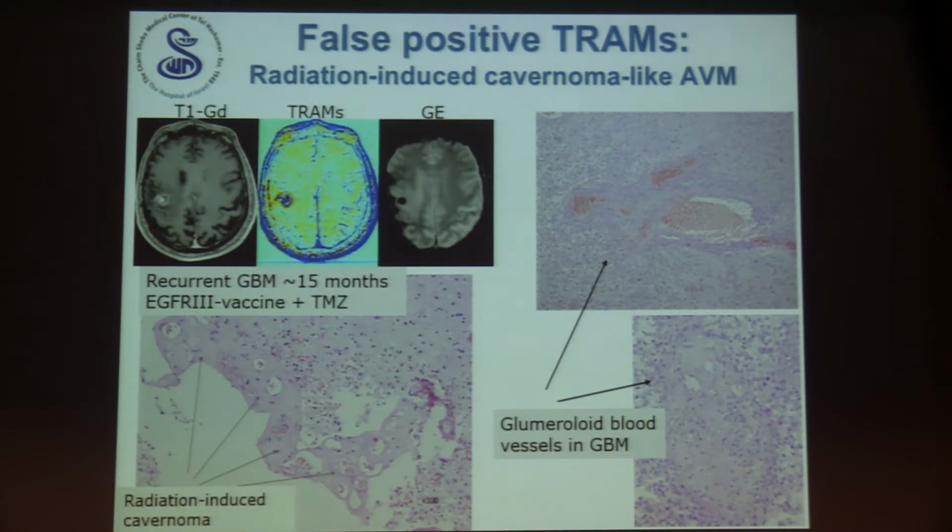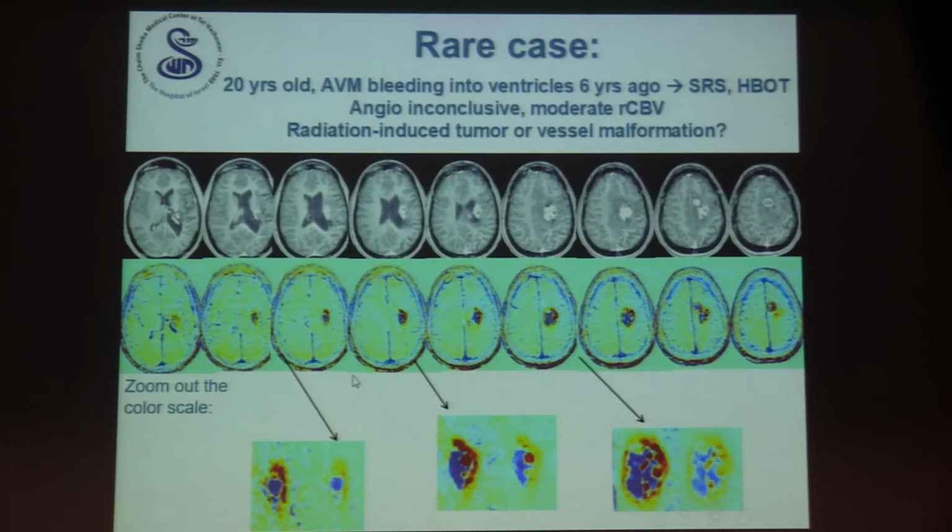And when we looked at the specimens, we found these radiation-induced malformations, which are very vascular entities, and at the moment we have no way to differentiate those from tumors. So we have seen this now also with several brain metastasis patients, more than in GBM. But our understanding is that it should be very rare, at least from the literature.